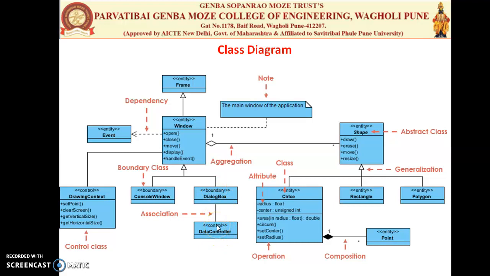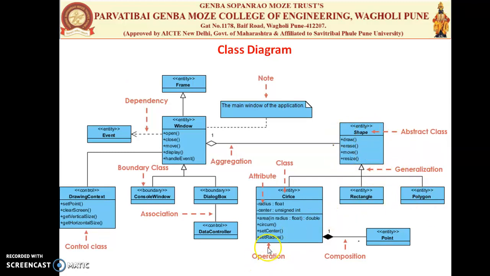Then aggregation is nothing but the part of. So shape is a part of window. Then you can see the difference between the aggregation, the diamond, and the generalization, which contains the arrow. Again, the frame is a superclass with window as a subclass. Event is a dependency of the window. This is called a frame, which is nothing but a note to describe the class more. Then circle, rectangle, and polygon are the subclasses of the shape. Again, there is a generalization, and this is the abstract class.